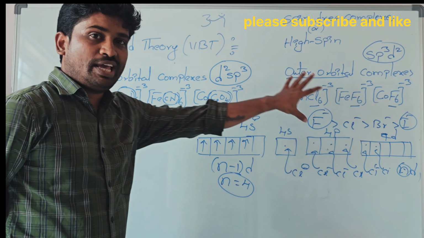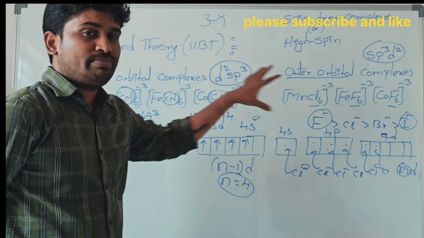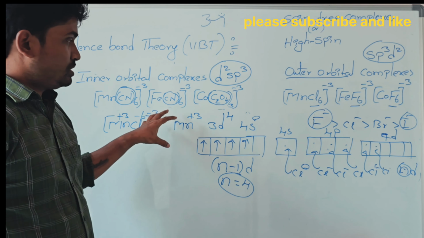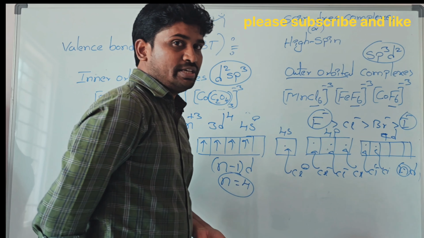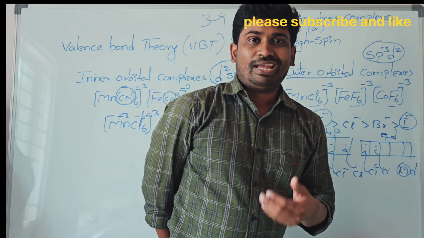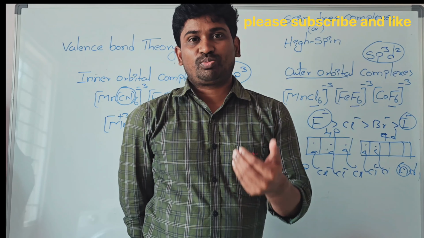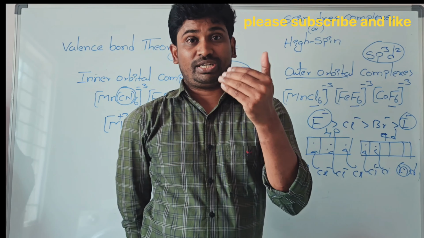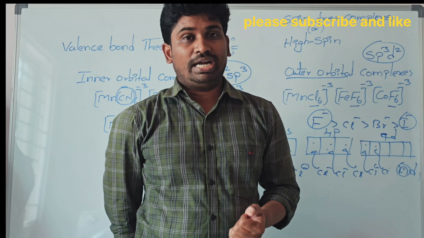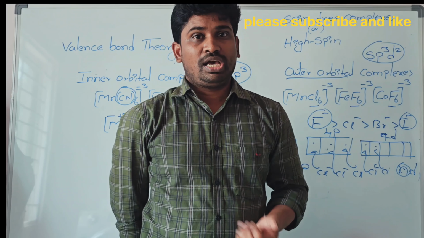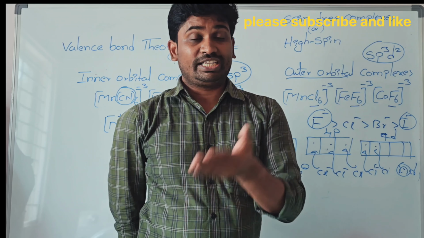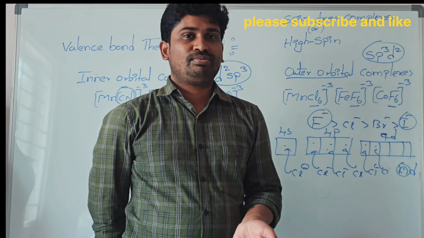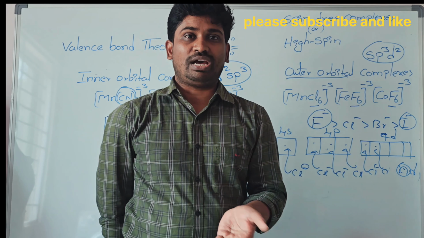So weak field ligands basically form outer orbital complexes. Strong field ligands basically form low spin complexes. What are the drawbacks of valency bond theory? Valency bond theory does not properly explain the magnetic properties of the complexes, the stability of the complexes, the color property of the complexes, or the thermodynamic and kinetic stability of the complexes. Two more examples of valency bond theory I will explain in another video.